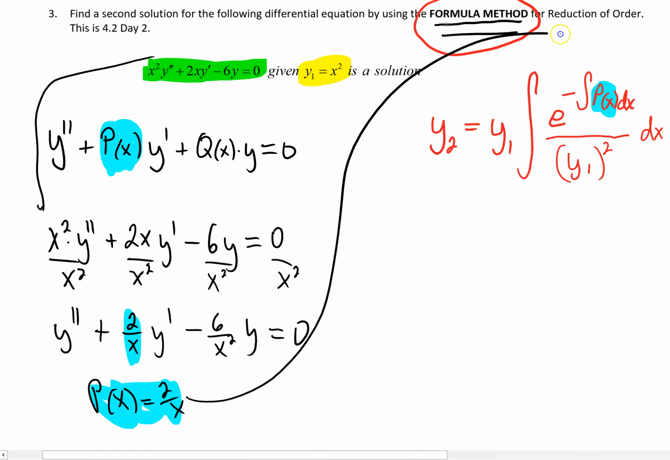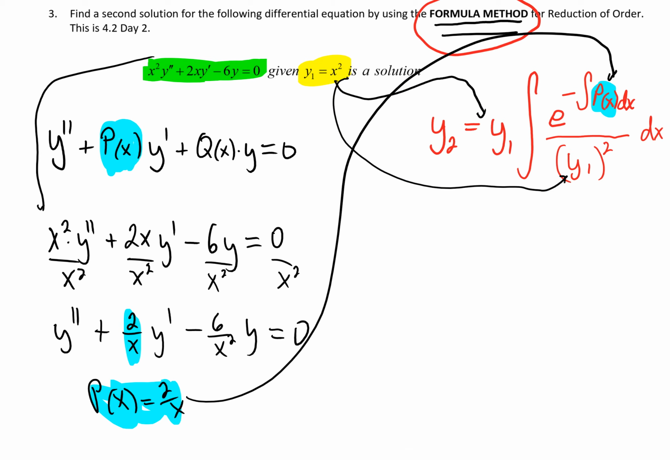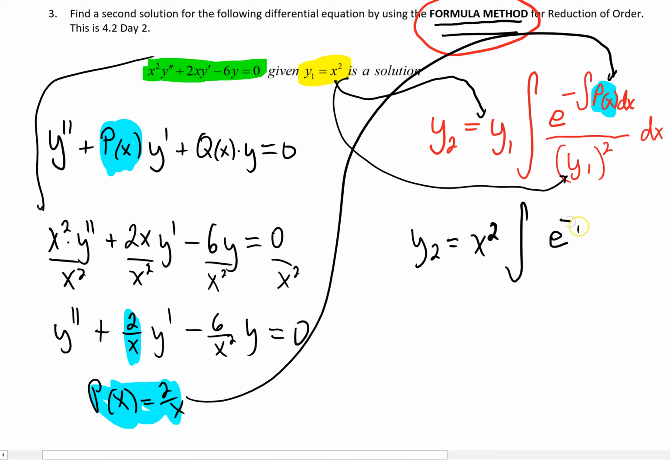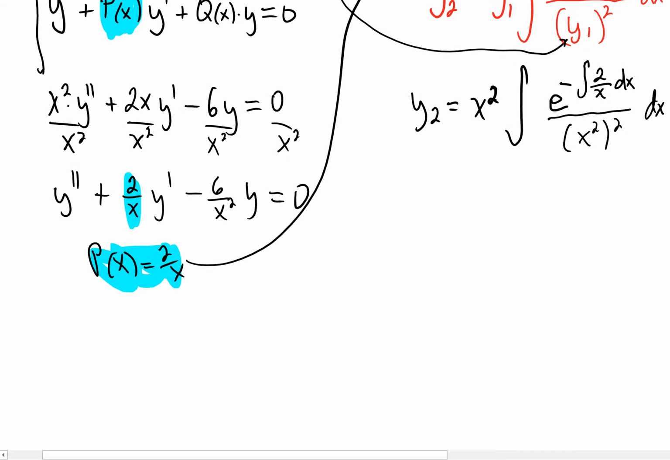Now you know what you're going to use in your formula. You already know what your y1 is, and we're going to be plugging that in just as well. And then it becomes very, very mechanical. Let's do that together right now and finish this problem up. Your second solution will be y1, which they told us is x squared, times the integral of e to the negative integral of 2 over x dx. That's your p of x. And down below we'll have our x squared squared. Then, of course, we have our dx.